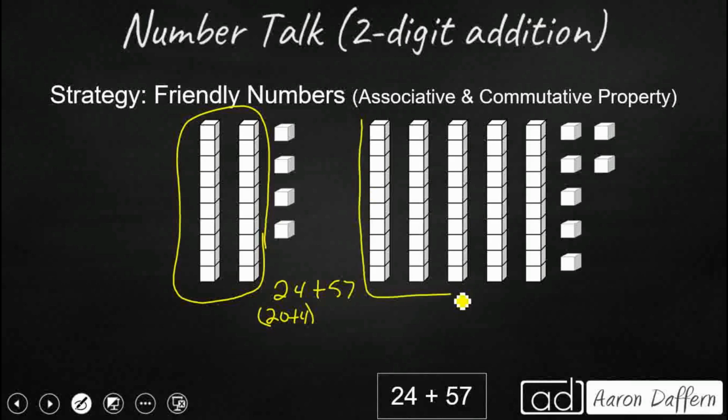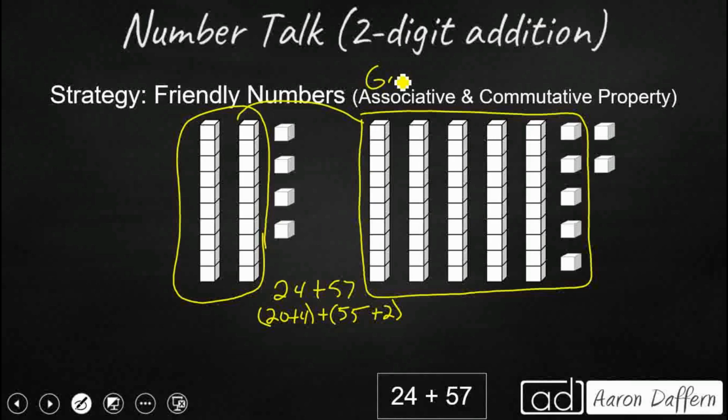And my 57, I want to grab this 55, because that's pretty close to it. And that's just going to give me a few left over. That's just 2 more. So 57 is now 55 plus 2. So I want to regroup these using my associative property so I can add my 2 friendly numbers, and that's going to be my 20 and 55. But in order to do that, I also need to put them in a new order because they're not next to each other. So that's my commutative property.